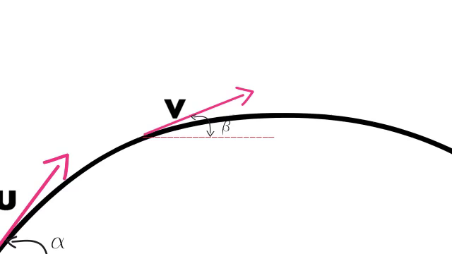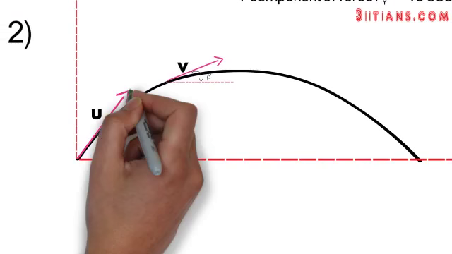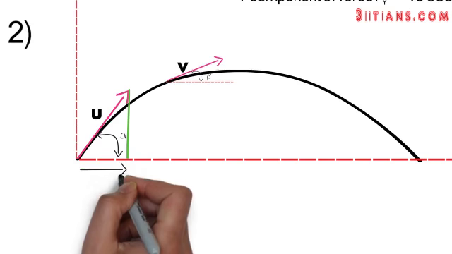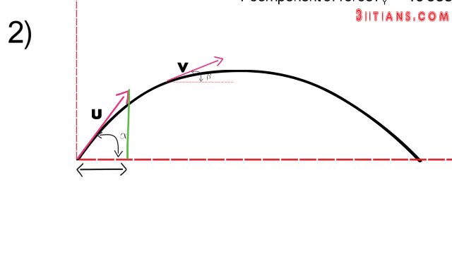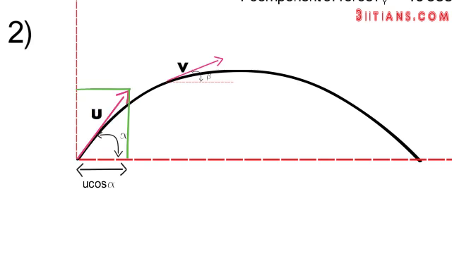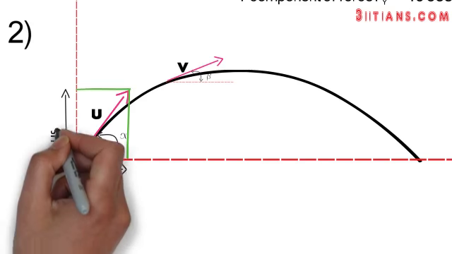The component of the initial velocity u can be found by dropping a perpendicular from the head of the u vector along the x-axis. The component along the x-axis will be the length from the tail of u to the foot of the perpendicular, and this will be equal to u cos alpha. Similarly, the component along the y-axis can be found by dropping a perpendicular from the head of u to the y-axis, and the component along the y-axis will be equal to the length of the line from the tail of u to the foot of the perpendicular. So this will be u sin alpha.